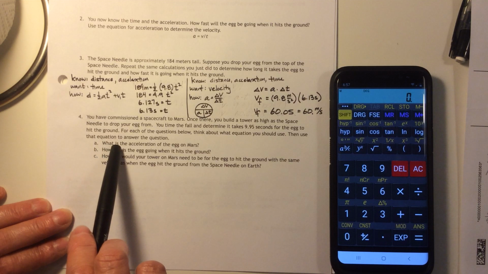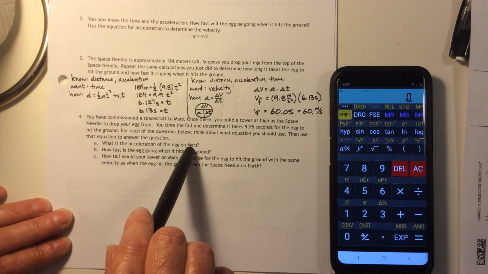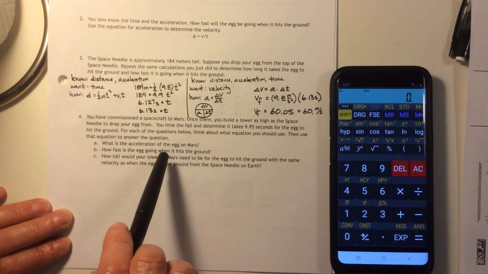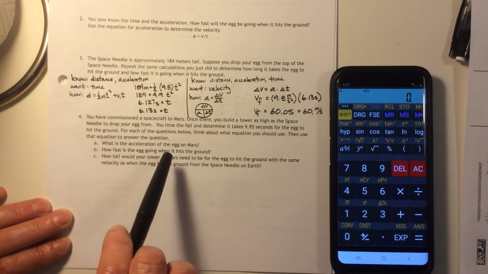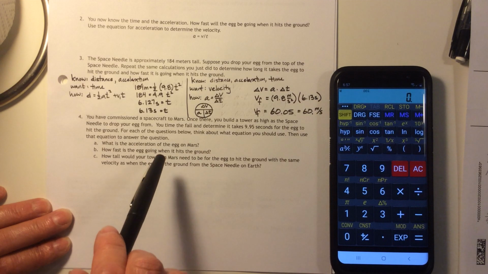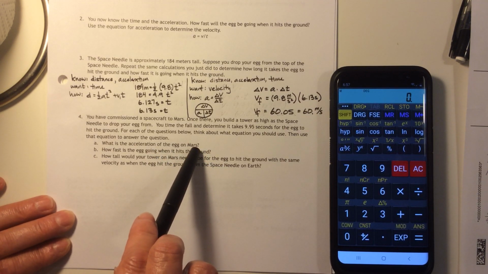So we want to find out what's the acceleration of the egg on Mars. Here on Earth, we know what the acceleration is, but once we change planets, the acceleration changes. Mars is less massive than the Earth, so it pulls on the egg less, so the force of gravity is a little bit less, so the acceleration is also a little bit less. We're going to find out what that is.